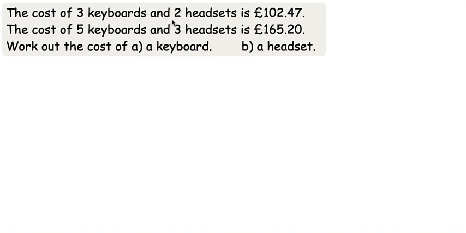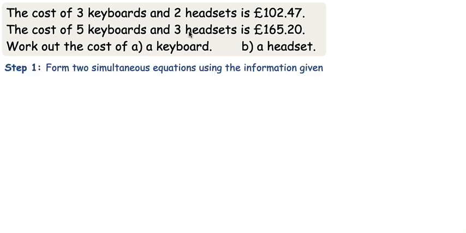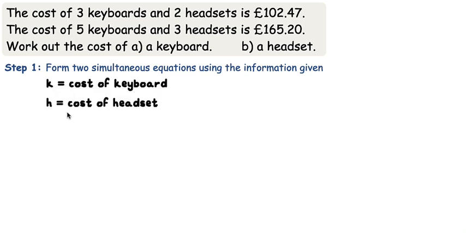We are told two pieces of information about the cost of some keyboards and some headsets. So let's use this information to form two simultaneous equations. For simplicity, I'm going to define the cost of a keyboard as K and the cost of a headset H.